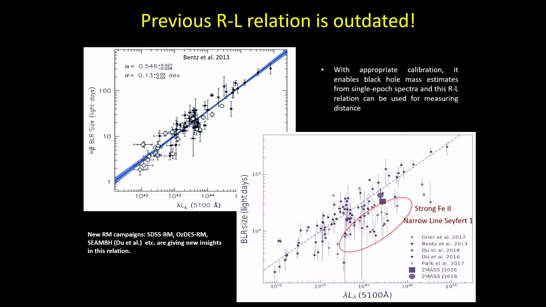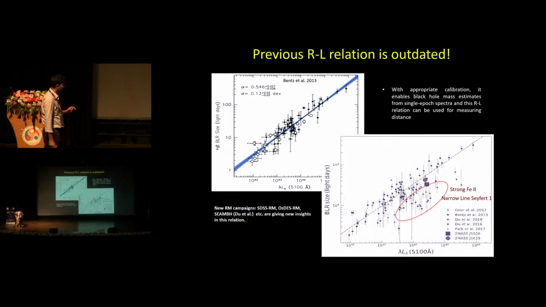Nowadays there are a number of telescopes and a number of surveys going on in the spectroscopic domain. For example, SDSS reverberation mapping is one of the programs. Then the Dark Energy Survey, OzDES, the Australian Dark Energy Survey reverberation mapping program. Then SEAMBH, another program. They are giving new insight, and you see this nice correlation now becoming ugly, and it is deviating more and more from these classical R-L relations.